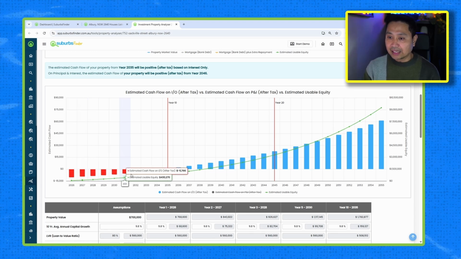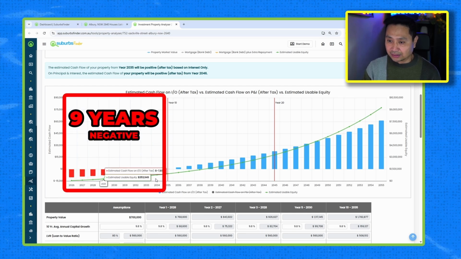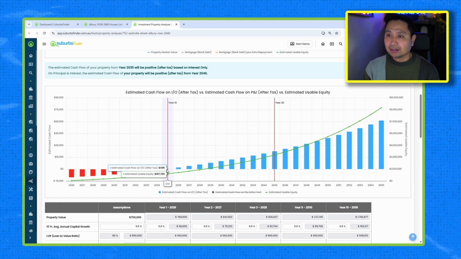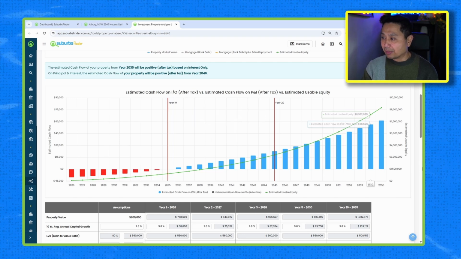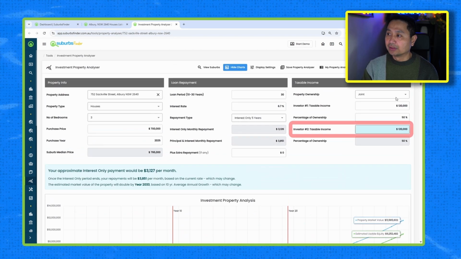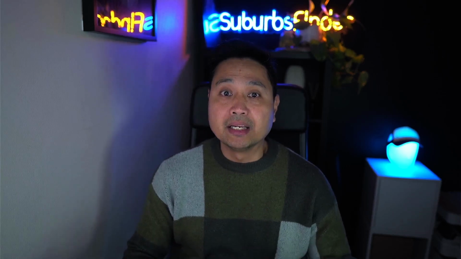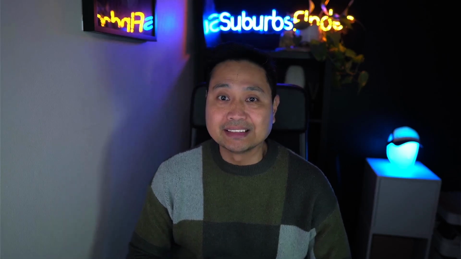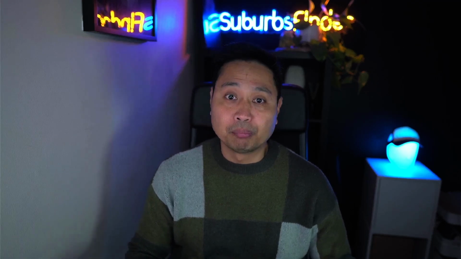So after-tax cash flow, we are going to be negative for the whole 9 years. And on year 10, we'll be positive after tax by $495. And that is based on our taxable income. Knowing whether our property will cost us money or make us money after tax is critical. This directly impacts our ability to hold the property long term without stress.